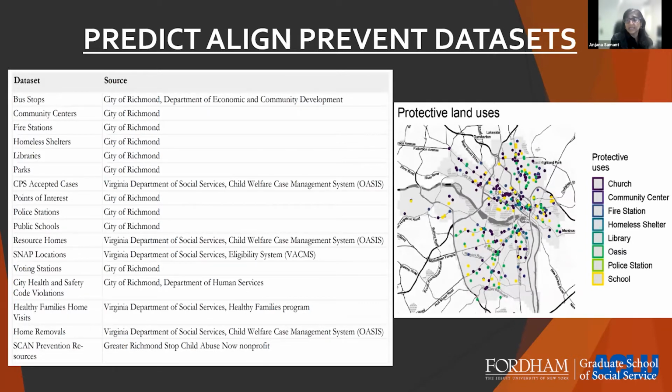And so you can see, here's a list on the left-hand side of some of both. Risk factors would be whether cases or the number of cases in that specific area had been accepted for investigation, the number of children who had been removed, the number of building code violations in that area, among other things. Protective features or protective land uses, which you'll see mapped on the right side, include things like community centers, schools, and churches.